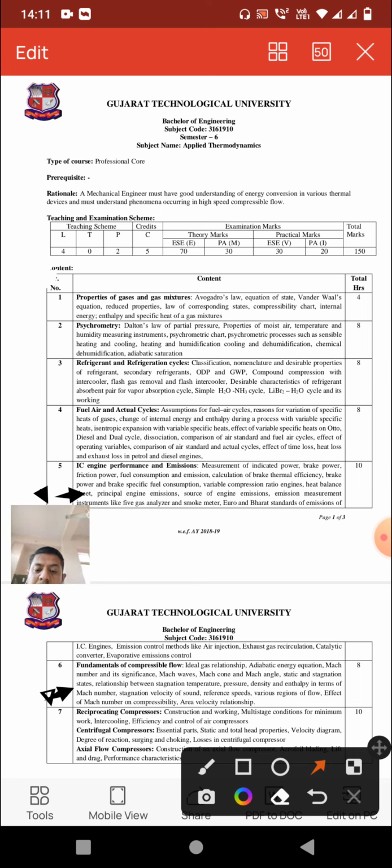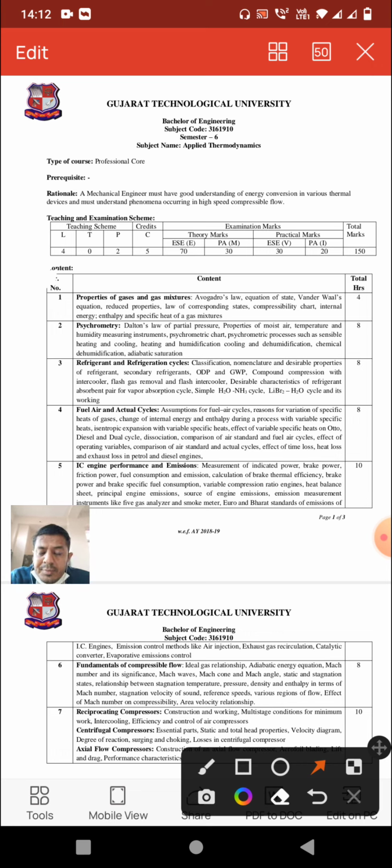And then the last is reciprocating compressors, in which we will study its construction and working, as well as centrifugal compressors and axial flow compressors. So this way, this is the syllabus designed by Gujarat Technological University for the Applied Thermodynamics subject.